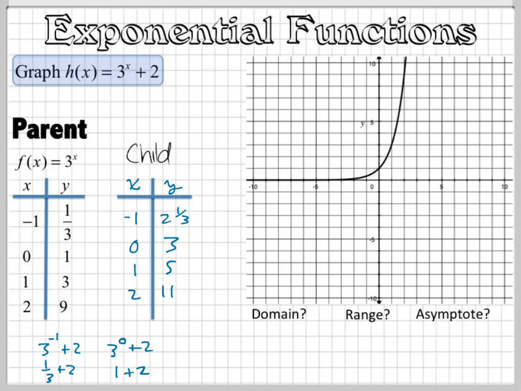You guys remember? Now, if I actually graph these, I go -1, 2 and 1/3. See, 2 is right here, and so I go 2 and 1/3, which is about right there. 0 goes up to 3, and 1 goes up to 5. And then 2 goes up to 11, which is kind of off my graph right there. So my graph would actually look like this.